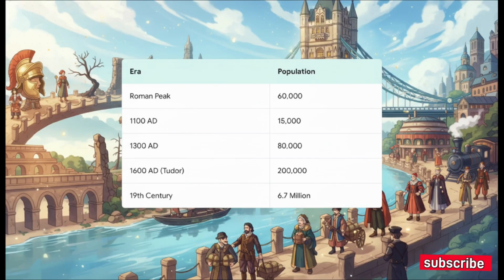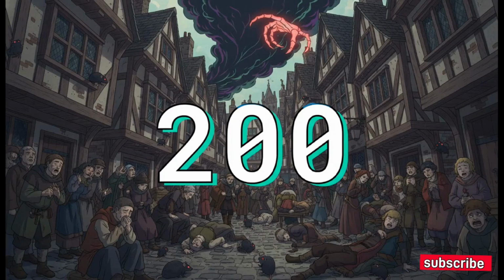This boom was heavily fueled by foreign immigrant merchants pouring in and major infrastructure projects, like completing the iconic stone London Bridge in 1209. People even had shops and homes jutting out over the water on the bridge. But what happens when you pack that many people into such an incredibly tight space? 200. That is the staggering number of Londoners who died every single day at the absolute height of the 1348 Black Death. The winding, tightly packed medieval streets were just incredibly vulnerable to disease, and the plague completely decimated the population.